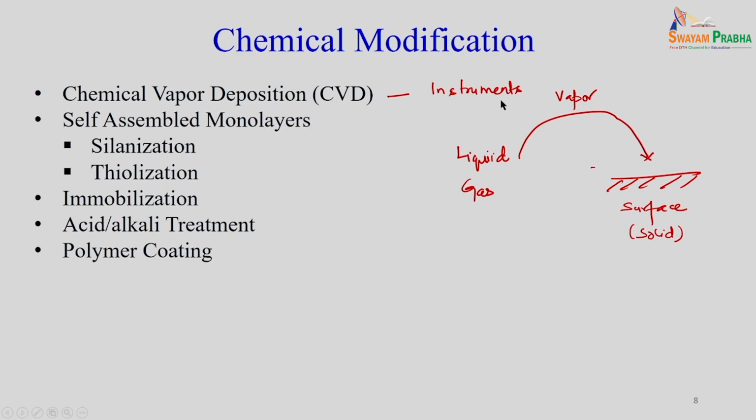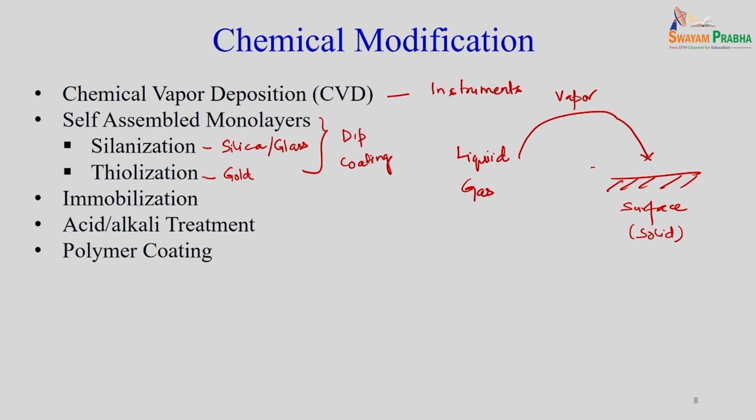Apart from that, we can go for a very simple solution based method, like dip coating. You have the silane solution, you dip your surface, and it will get modified by forming self assembled monolayers. So, if you have a silica or glass surface, we can use the silane molecule, and if it is a gold surface we have to use the thiol agent.